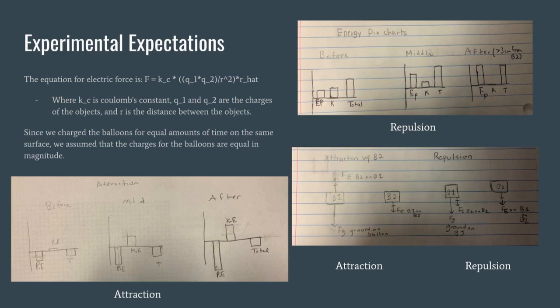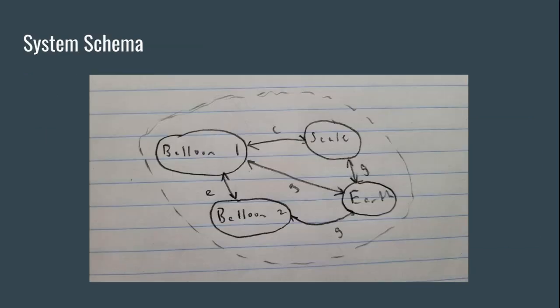For our free body diagrams, the main force on balloon 2, which is fixed, was the force of gravity, and when that changed, that's how much of the electric force was acted, equal and opposite, on both balloons. And this is our system schema with our two balloons and the scale and the Earth.